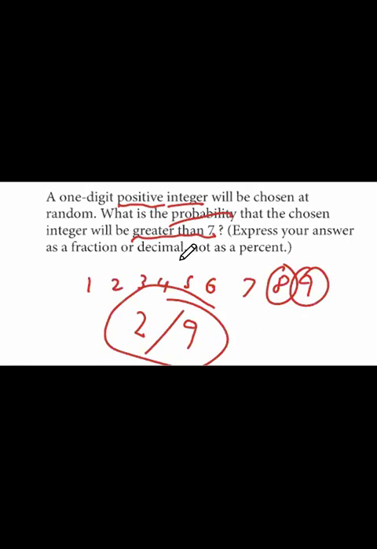Or if you want to put it as a decimal, which it says, you could do 0.222, repeating. In this case, you truncate it to just 3 decimal places, or however many the answer sheet allows you to put. Usually they don't care about more than 3 though.